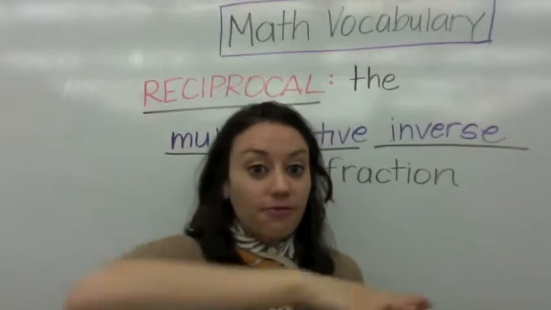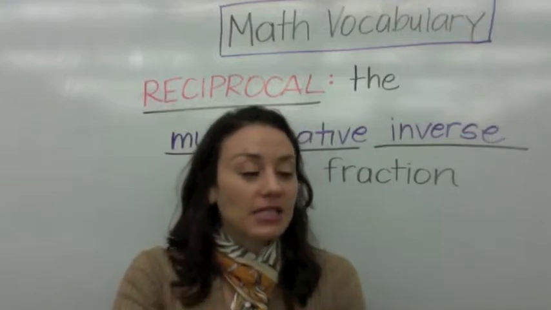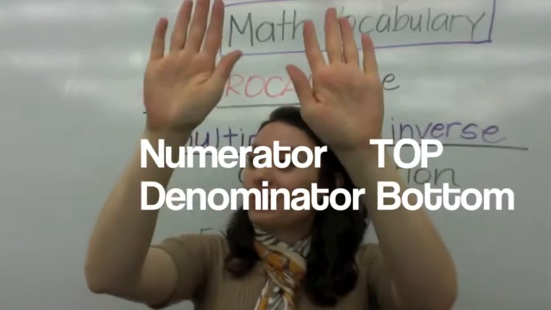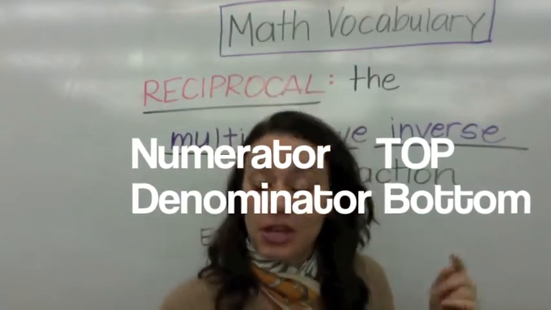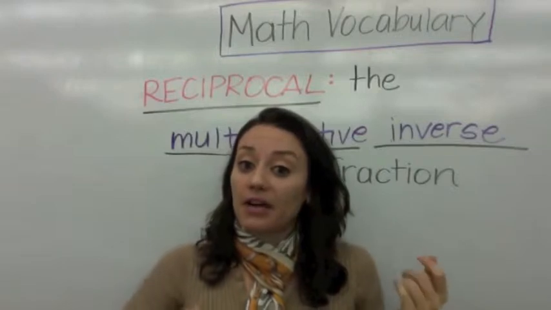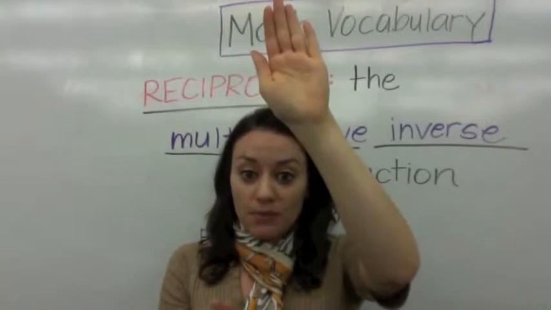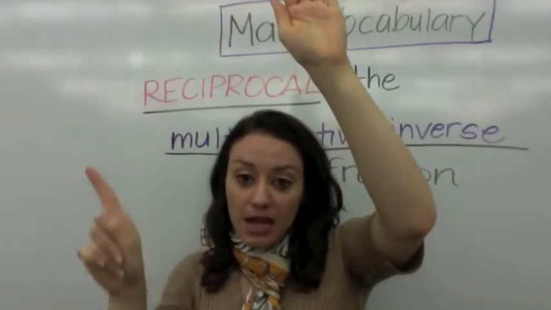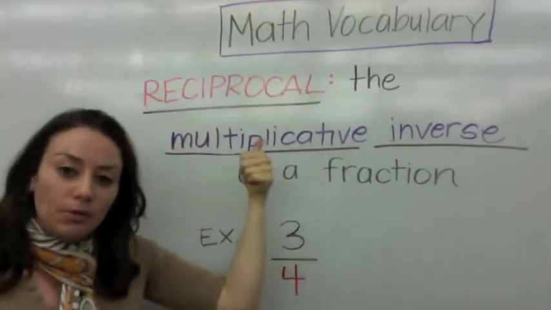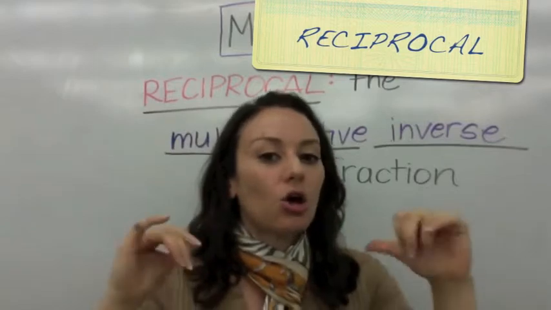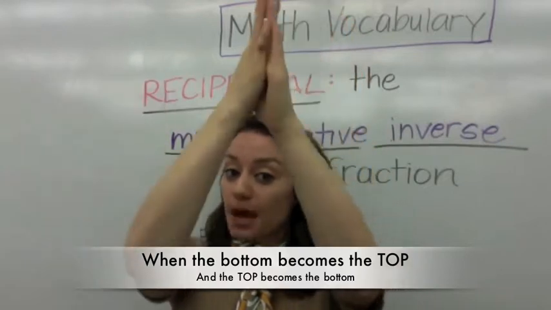Okay, so we talk about a fraction. Say fraction. Numerator top, denominator bottom. Good. If you're talking about the inverse or the opposite, that means whatever is at the bottom of the fraction, the denominator, now becomes the numerator, so it moves to the top. And whatever was at the top moves down to the bottom, so the numerator becomes the denominator. So to remember what reciprocal means: when the bottom becomes the top and the top becomes the bottom.